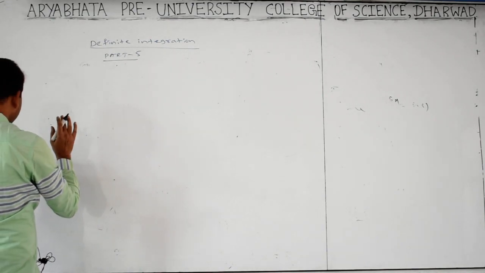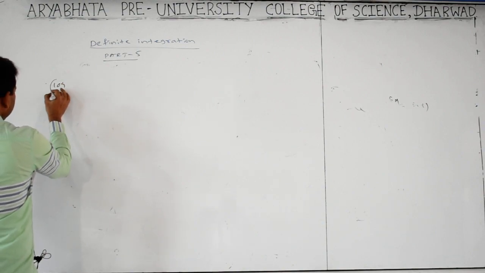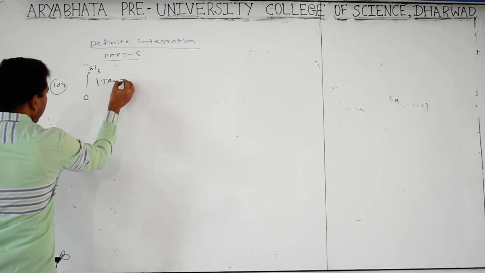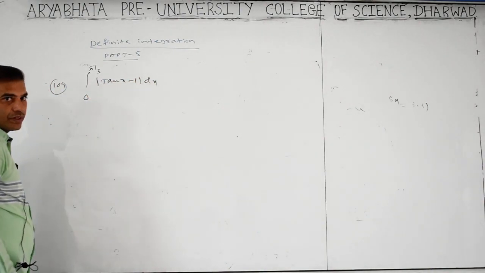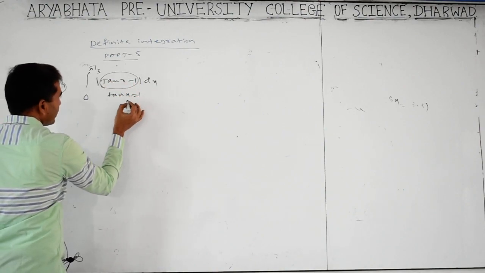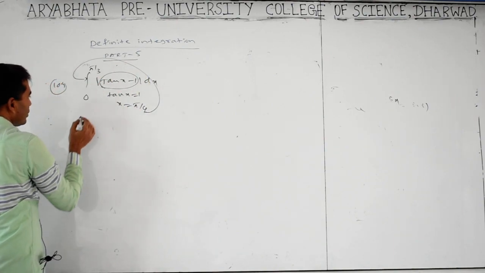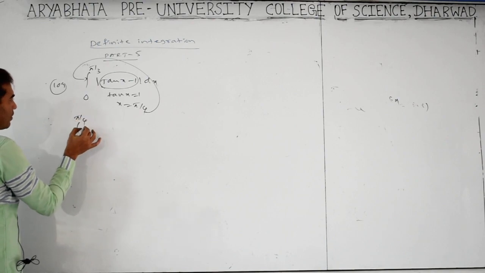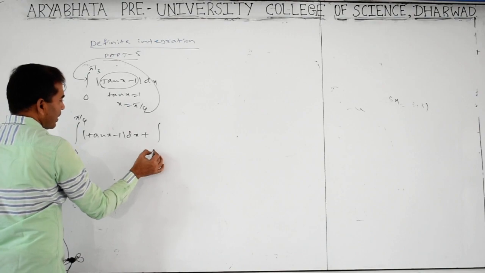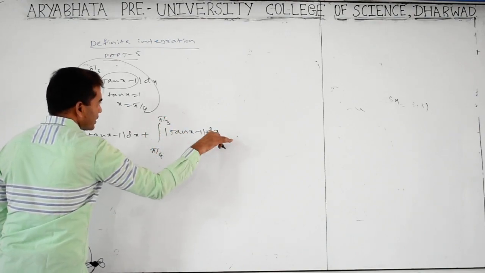Next, same thing, 107 also, 106 also, 108 also are the same thing. Question 109: integration 0 to pi by 3, the same model, mod of tan x minus 1 dx. When this becomes 0, tan x equals 1, so x is equal to 45 degrees. Is 45 in this interval? Yes. So split it: 0 to pi by 4 mod of tan x minus 1 dx plus pi by 4 to pi by 3 mod of tan x minus 1 dx.